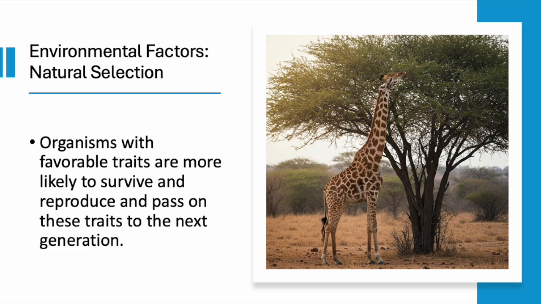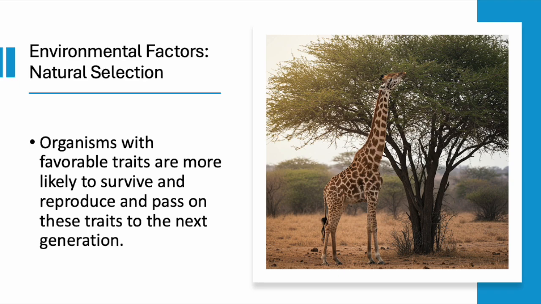Natural selection is the process by which organisms that are better adapted to their environment are more likely to survive and reproduce. This means that over time, the genes for traits that are beneficial in a particular environment will become more common in the population.